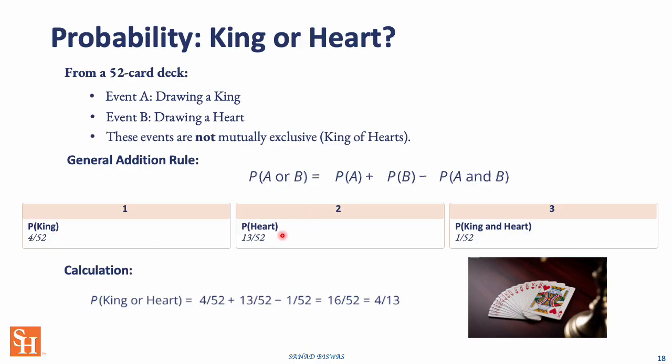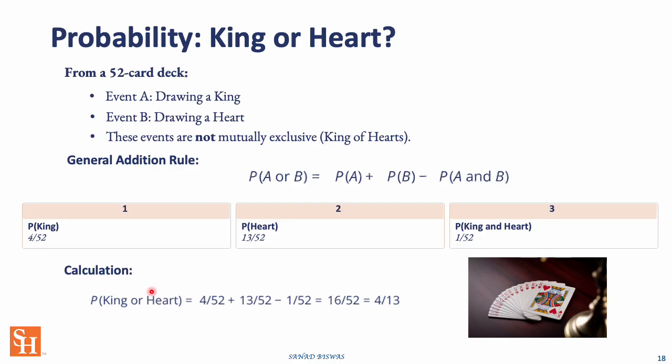And how many hearts do we have? We have 13 hearts, right? So the probability of hearts would be 13 over 52. Now, what is in common? There is one card, the king of hearts, that could be a king and could also be a heart. Therefore, the probability that it would be king and heart is 1 over 52.